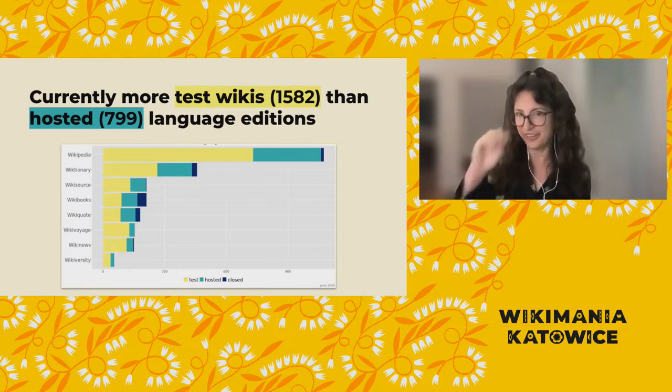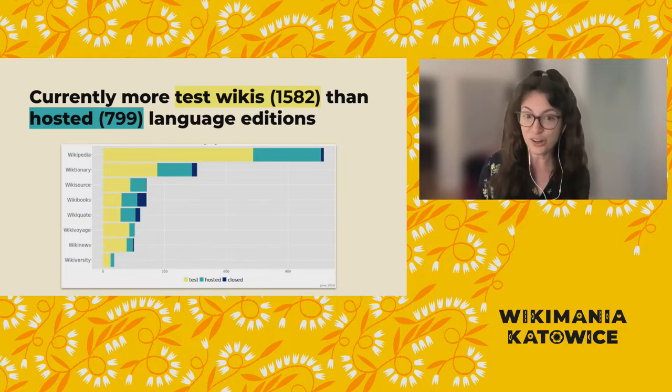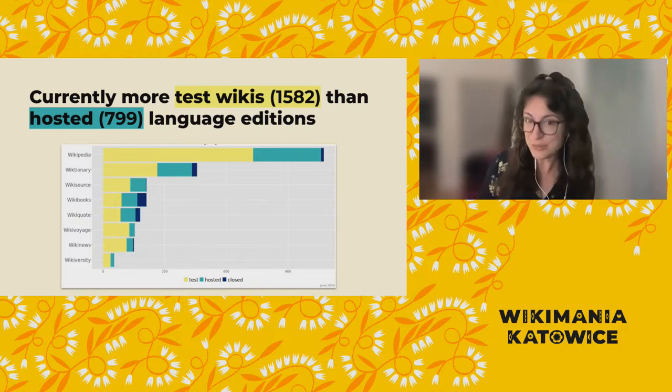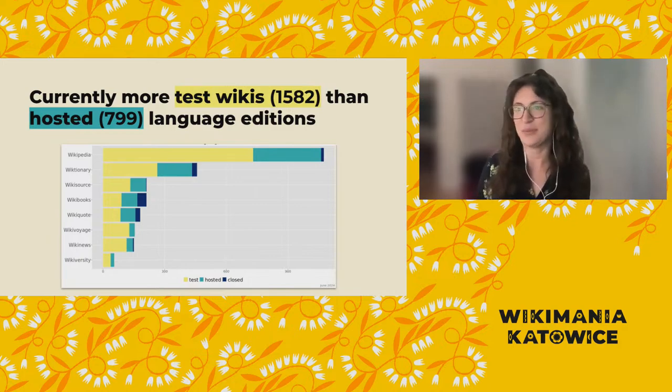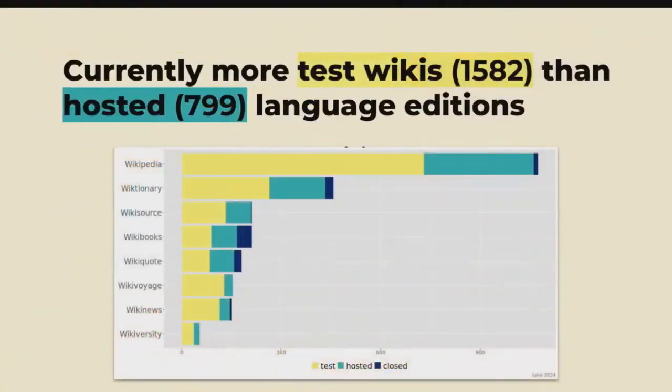As Srishti said, we're going to look at some numbers. Currently, there are more test wikis than hosted wikis. So we currently have more test wikis in the incubator, Wikiversity beta, and multilingual wikisource than we do live and hosted. So let's delve into the incubator a little bit more.